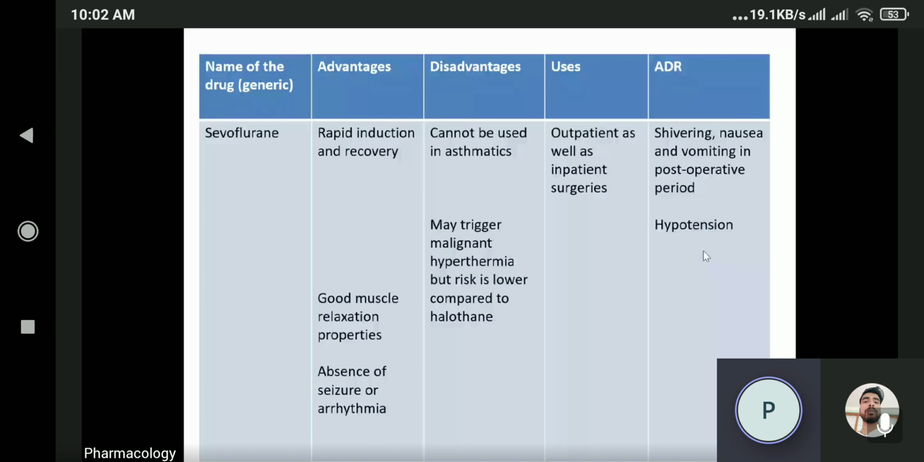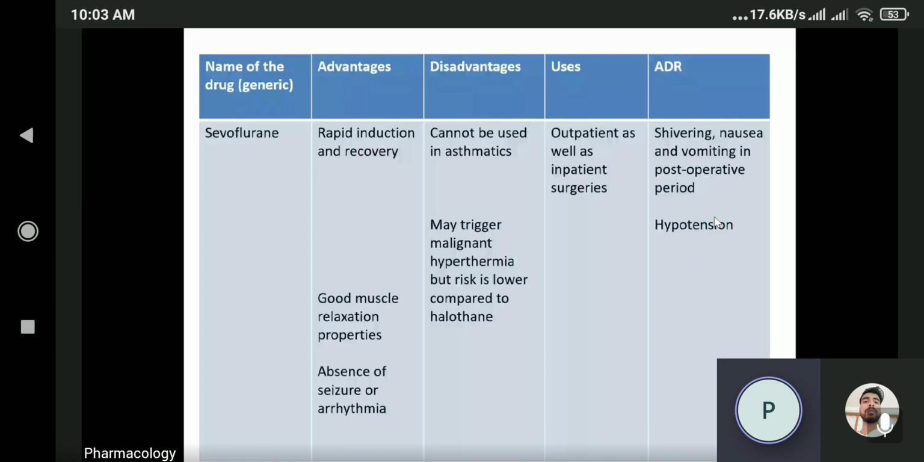However, they cannot be used in asthmatics. They don't have a bronchodilating property, but they may trigger malignant hyperthermia. So which drug was associated with the adverse effect malignant hyperthermia? Which was the drug that was mainly associated with malignant hyperthermia? Halothane. Okay, so they are used for outpatient as well as inpatient surgeries, that is major surgeries. And now they can cause shivering, nausea and vomiting in the post-operative period, and hypotension.